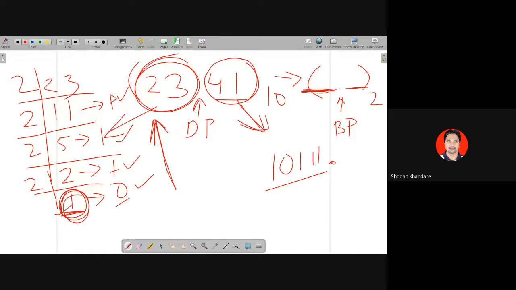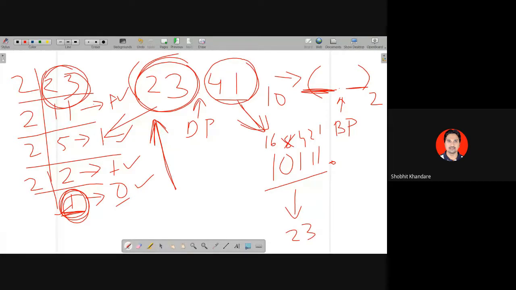And if you want to cross check, tell me, if 10111 is a binary number, what is its equivalent in decimal? Again, this is 1, 2, 4, 8 and 16. I will not consider 8 because that place has 0. Tell me 16 plus 4 plus 2 plus 1. So 23. Yes, you have got this 23. So this is how you can cross check.